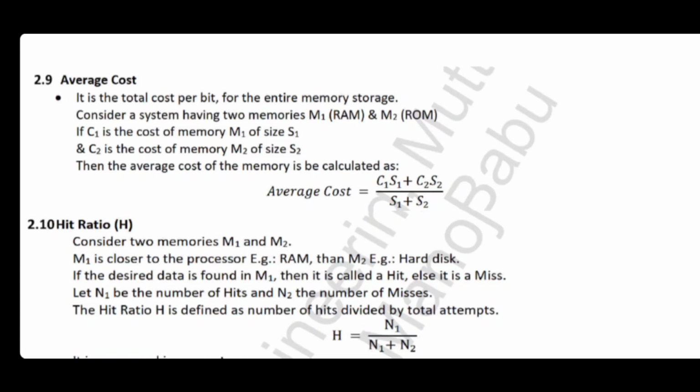Consider a system having 2 memories, M1 and M2, RAM or ROM, something like that. If C1 is the cost of memory M1 with a size S1 and C2 is the cost of memory M2 with a size S2, then the average cost of the memory can be calculated as average cost equals (C1S1 + C2S2) / (S1 + S2). C1 is the cost of memory 1, C2 is the cost of memory 2, S1 means size of memory 1, S2 means size of memory 2. So cost into size plus cost into size by total size. This is the average cost.